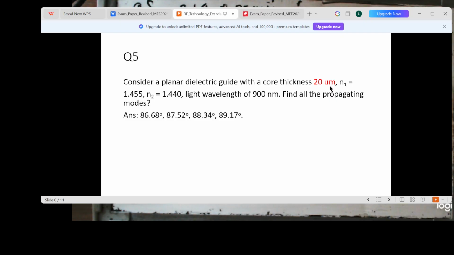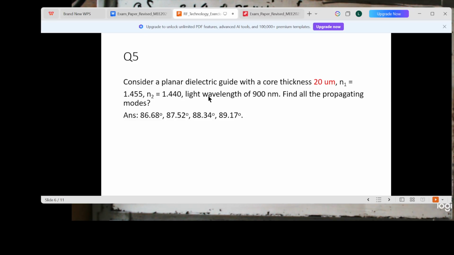Now, I have to tell you that in the version of the slide I've sent to the class, I have mistyped here. Here should be 20 microns, not 20 millimeter. 20 millimeter is too big for an optical waveguide. And the core refractive index is 1.455. The cladding refractive index is 1.44.